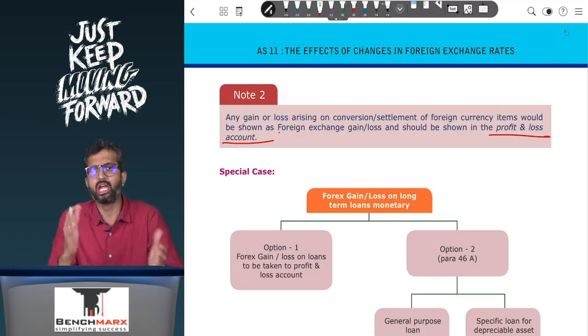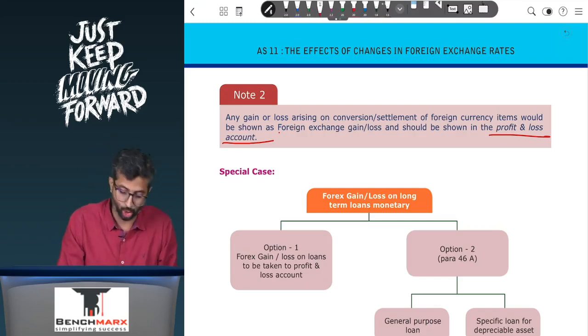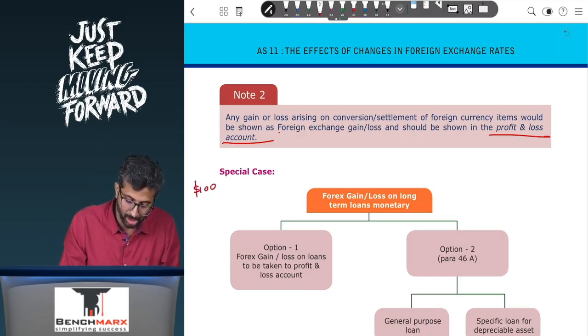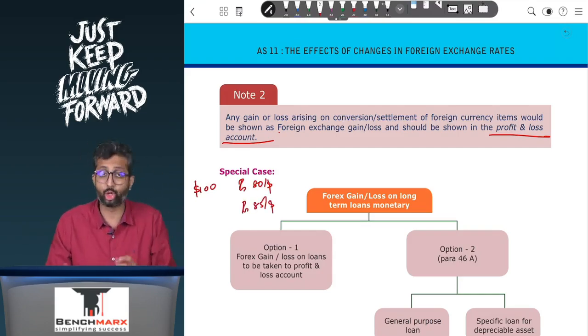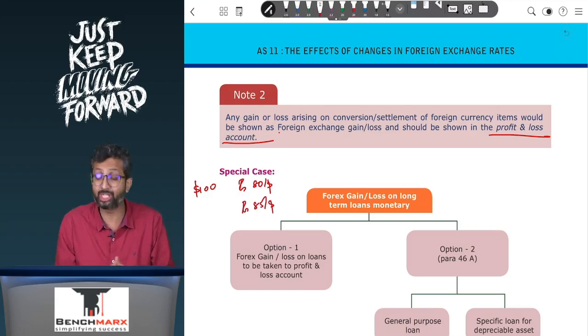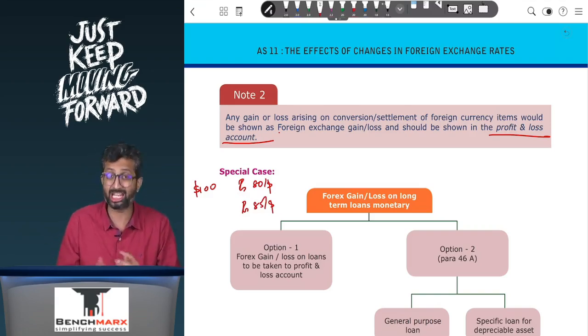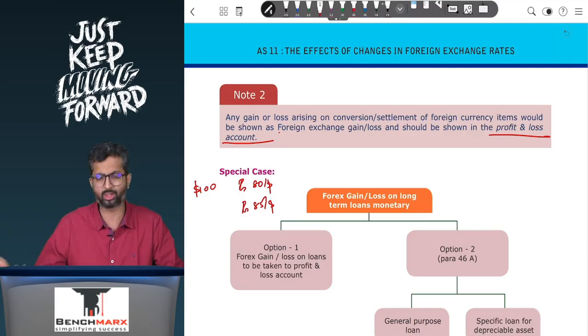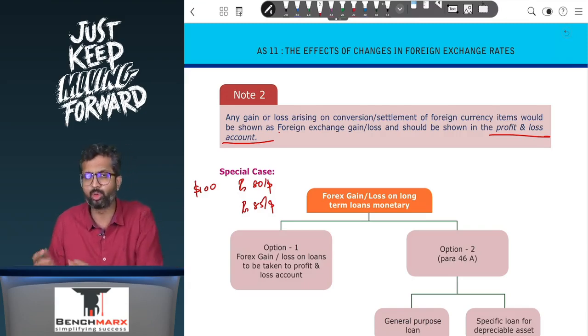And as a result, if there is any foreign exchange gain or loss, like for example, you took a loan of $100 million when the rate was rupees 80 per dollar. Now by the end of the year, the loan is a 10-year loan, the rate moves to rupees 85 per dollar, and hence you will have a foreign exchange loss. Why? You recorded a liability of $100 into 80, that is equal to 8,000 rupees. Now you believe that the liability will be $100 into 85, that is 8,500 rupees, and hence you have to pay 500 more for this monetary item. So liability, that is loan, will be credited.